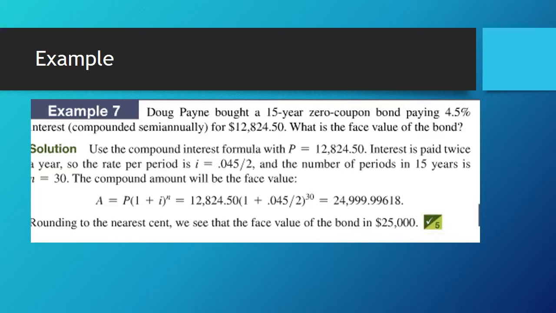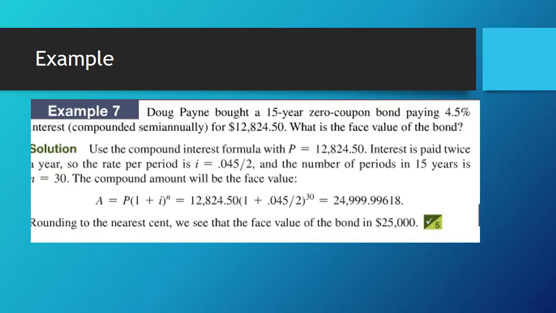So we're going to use our compound interest formula. We just talked about how this is compound now instead of simple. Interest is paid twice a year. So here's where, remember, we said that I is the interest rate per compounding period. It's 4.5% interest, so 0.045, but because it's compounded twice a year, we divide by 2.